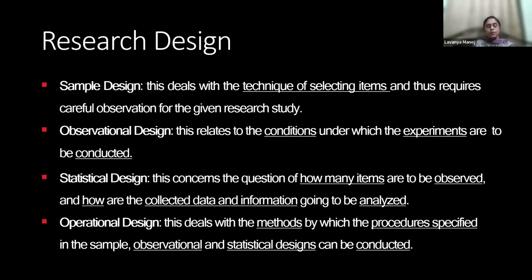The criteria you have to understand if you are going for a research. The sample design, you have to be very sure of the right kind of techniques you are going to use for selecting the items. Then is the observational design, deciding the right condition under which the experiments have to be carried out. And then is the statistical design, what statistical or mathematical methods you are going to use for studying the research data. And finally the operational design, what methods you are going to use for the procedures specified.